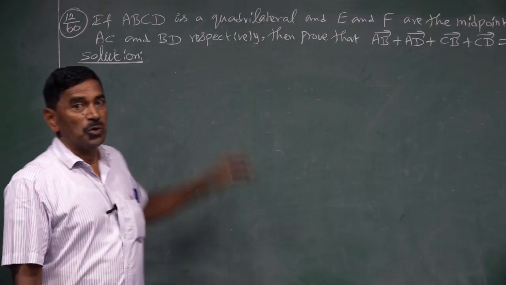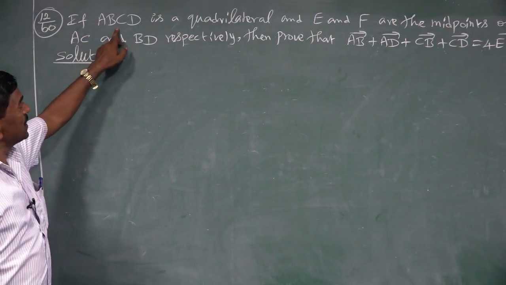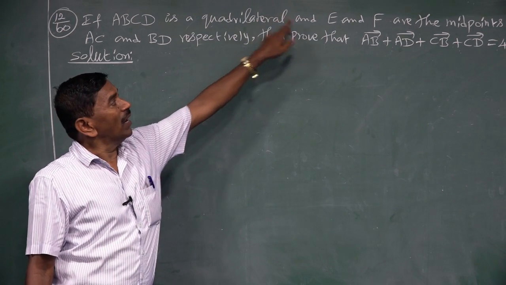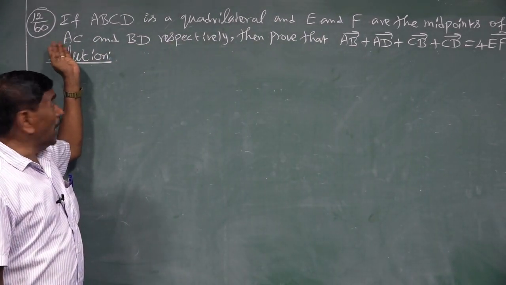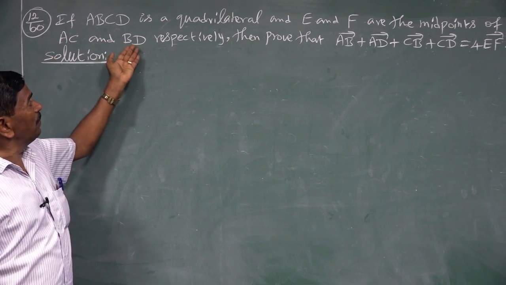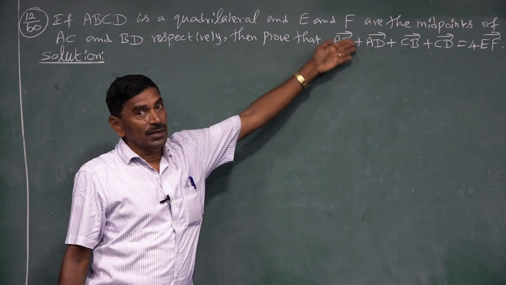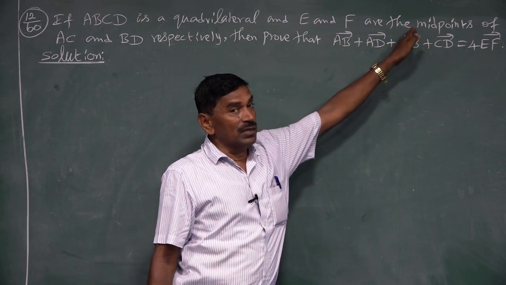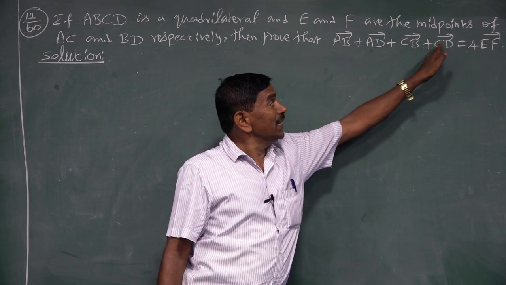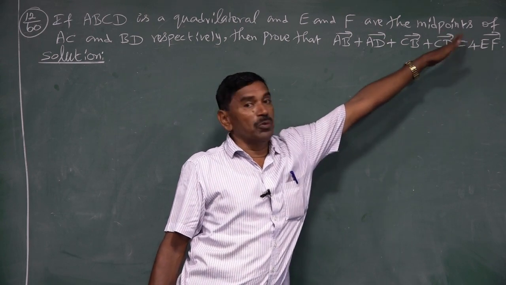Children listen. Now the 12th question from the first exercise. If ABCD is a quadrilateral and E and F are the midpoints of the diagonals AC and BD respectively, then prove that AB vector plus AD vector plus CB vector plus CD vector is equal to 4 times EF vector. We want to prove this.